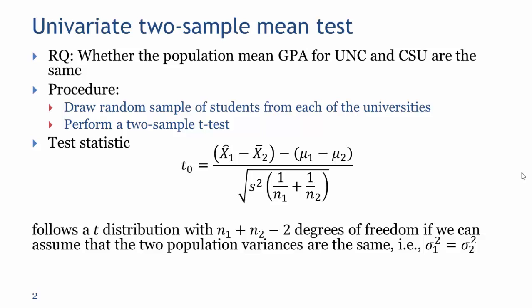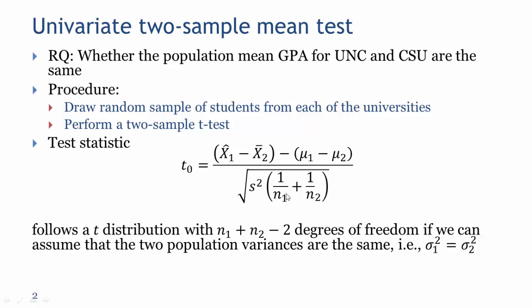So I'm giving you a scenario here. For example, we have a research question: we want to know whether the population mean GPA of UNC and CSU students are the same. For this, we have to draw random samples of students from each of these universities, calculate the sample means, and perform a two-sample t-test. The test statistic, as you are familiar, is presented here, and we know that it will follow a t-distribution with n1 plus n2 minus 2 degrees of freedom.